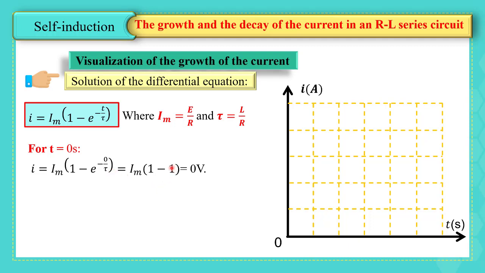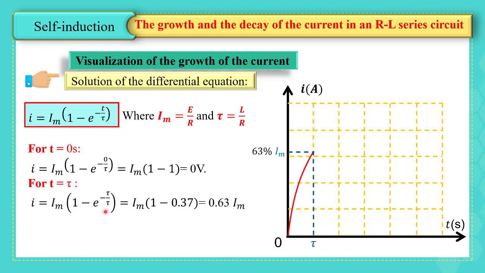As we know, e to the power 0 is 1, so I maximum into 1 minus 1 will be equal to 0. So at t equals 0, the current was equal to 0. Now, for t equal tau, we will have I equal I maximum, 1 minus exponential minus tau over tau, so it will be equal e to the power minus 1 will be equal to 0.37. So I equal I maximum 1 minus 0.37 equal to 0.63 I maximum. So for t equal tau, the value of the current reaches 63% of its maximum value I maximum.